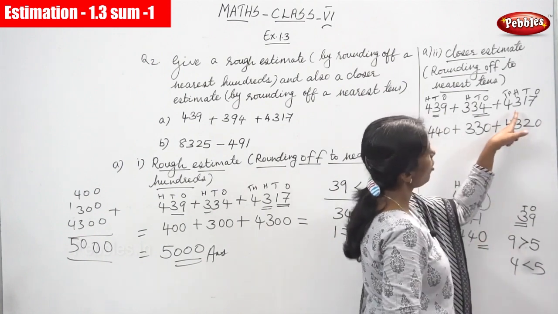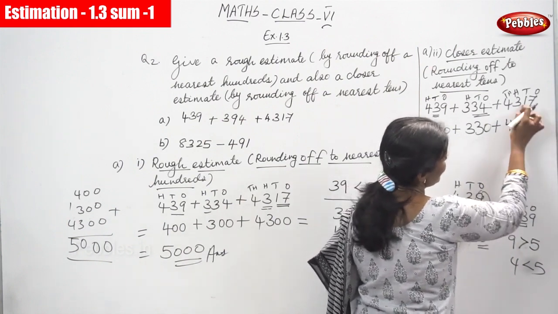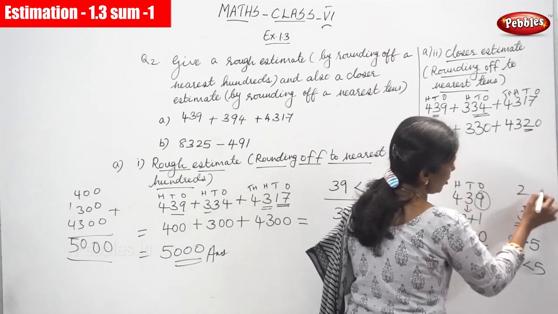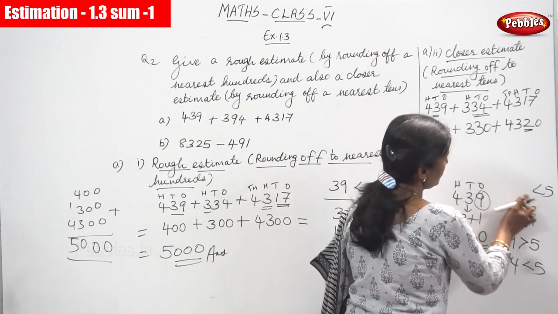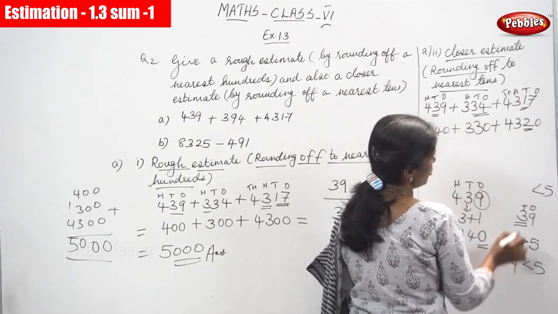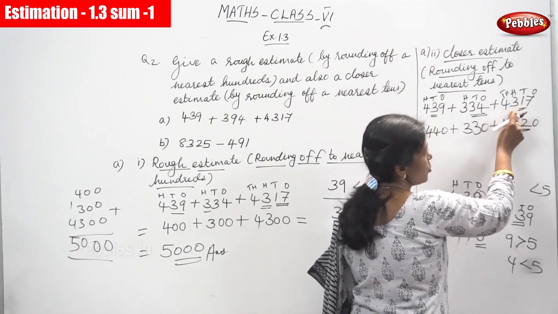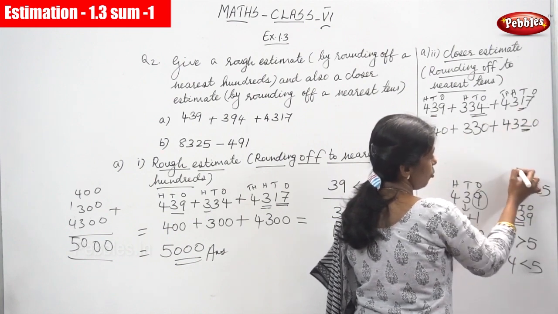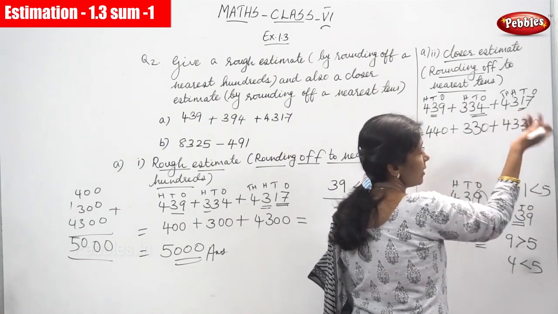Next one is what? 4317. Okay, nearest to 10. So 4317 is the question: 1000's place 4, 100's place 3, tens place 1, and ones place 7. What is the number in the tens place? 1. So 1 is what? Less than 5.